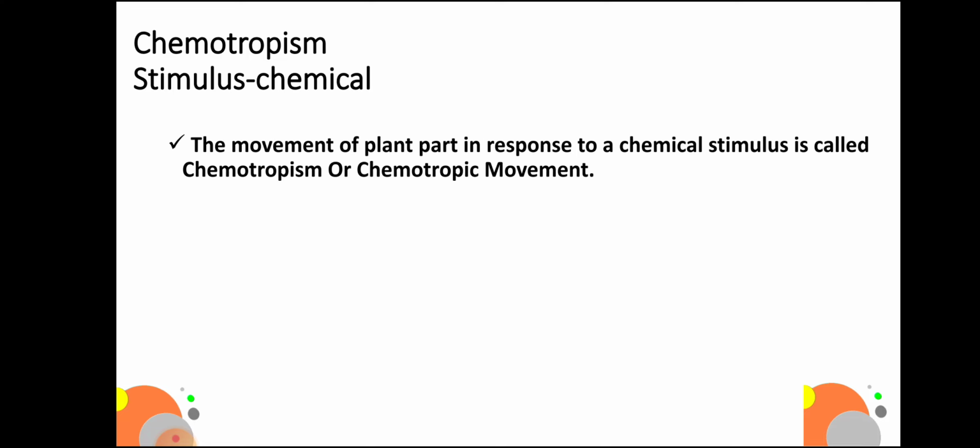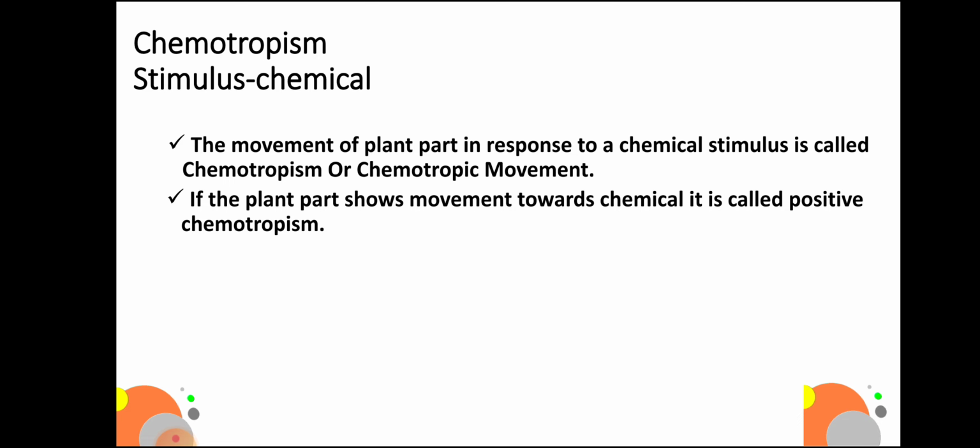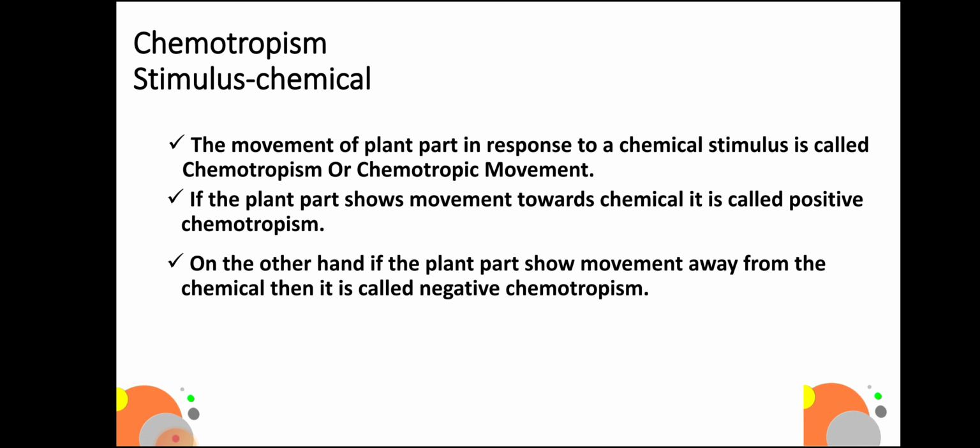The movement of a plant part in response to a chemical stimulus is called chemotropism or chemotropic movement. If the plant part shows movement towards a chemical, it is called positive chemotropism. On the other hand, if the plant part shows movement away from the chemical, then it is called negative chemotropism.